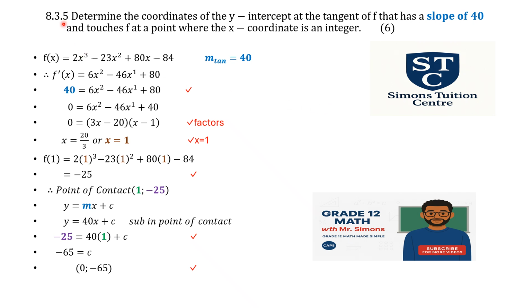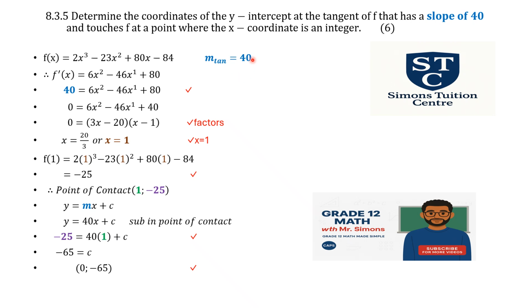Right, now 8.3.5: determine the coordinates of the y-intercept of the tangent of f that has a slope of 40. So I assume you know slope of 40 as a gradient of 40, and touches f at a point where the x coordinate is an integer. So when we say integer, no fractions allowed. It can be positive or negative, natural or whole numbers. So that's the equation we're working with: 2x cubed minus 23x squared plus 80x minus 84.